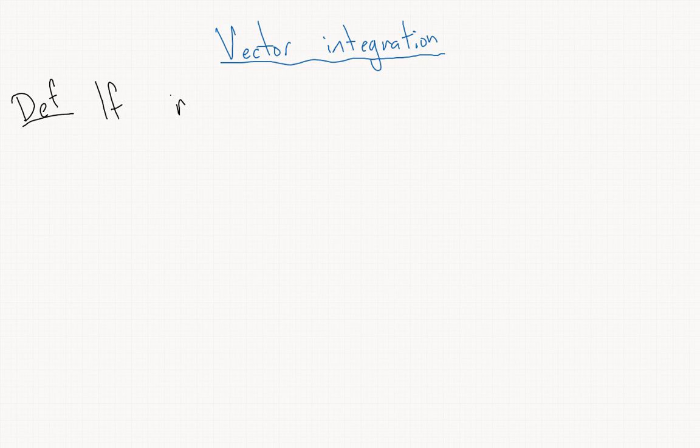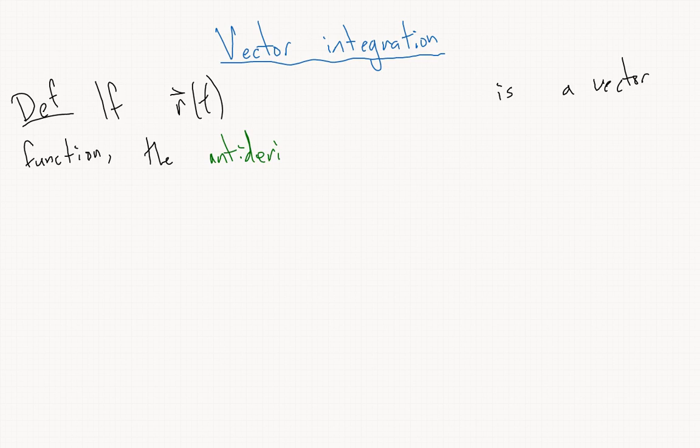Now that we've introduced vector differentiation, the next step, of course, is to discuss vector integration. So let me start out with indefinite integration. If r of t is a vector function, and I'm leaving some space to write out the component form of r, then we define the antiderivative of r.